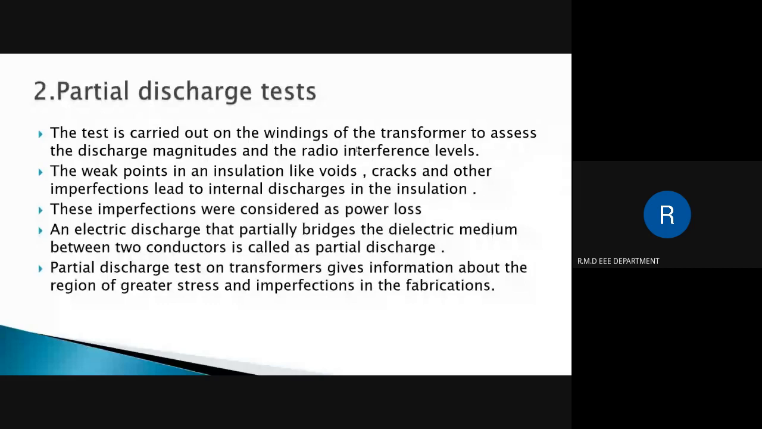If the discharge magnitude is greater than this, then we say the transformer has failed. So this is about the partial discharge test. The next test is impulse testing of transformer.